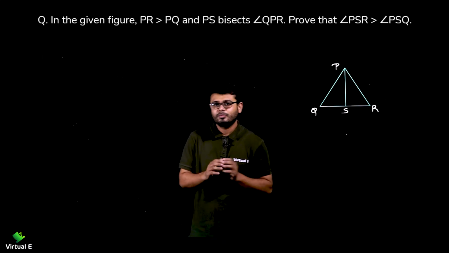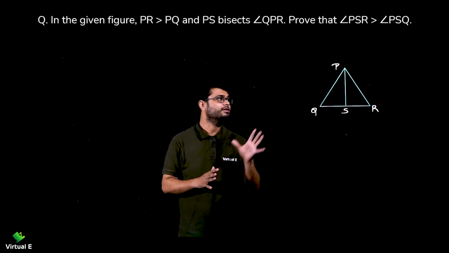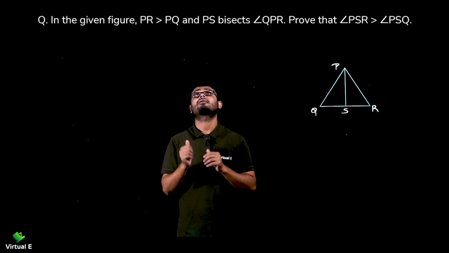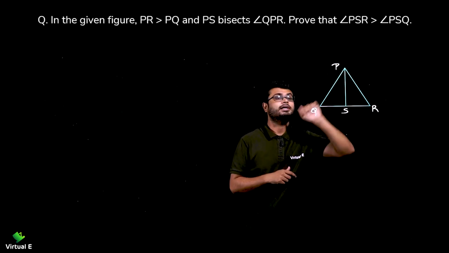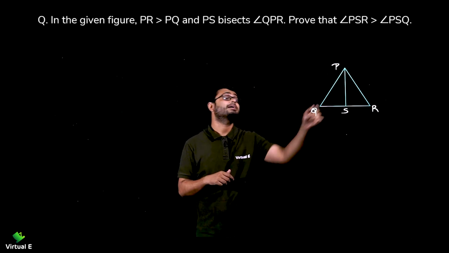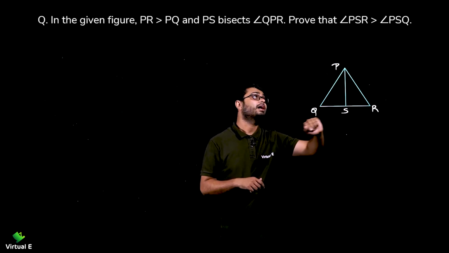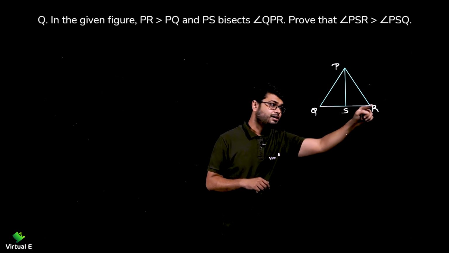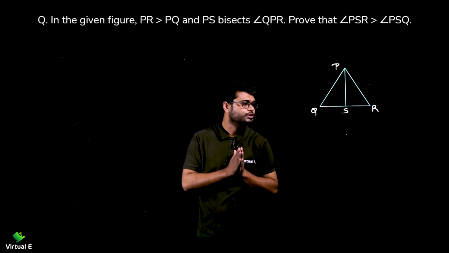Let's discuss one more problem and then we will be done with the chapter. So this is the figure and let's start with the question. In the given figure, PR is greater than PQ, and PS is the bisector of angle QPR. Prove that angle PSR is greater than angle PSQ. So this is what we need to prove.